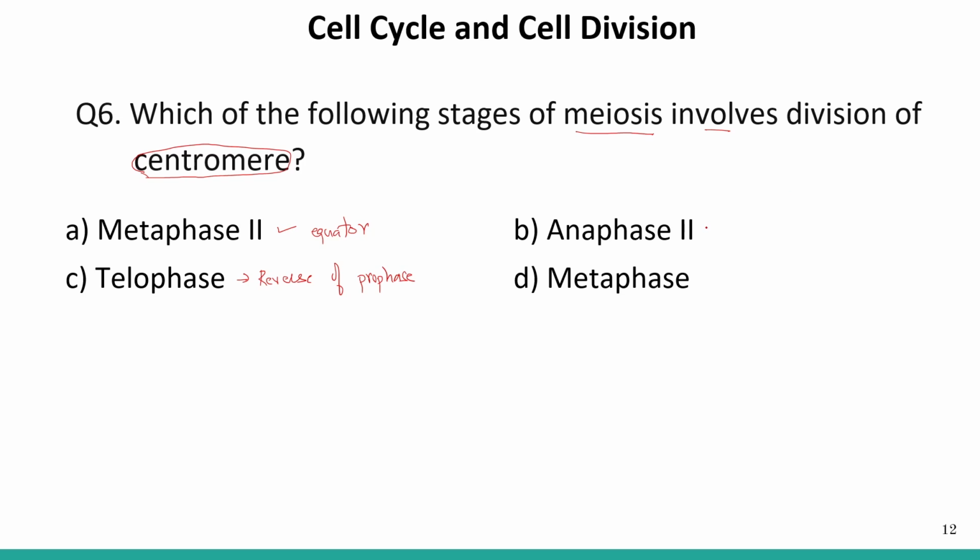Anaphase 2 we have. In anaphase 2, what happens? Splitting of centromere, not chromosome, takes place here, leading to the separation of the chromatids. Metaphase again, chromosomes are lying at the equator. So what should be the answer? The answer should be anaphase 2 of meiosis.